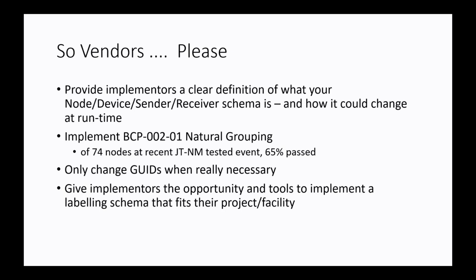We've made some progress. The Wuppertal JT-NM tested event that took place earlier this year tested 74 nodes, 65 of those passed with regard to natural grouping. But that's still only 2/3. So again, change the GUIDs only when it's really necessary. Don't change them just because, as it really makes implementers' lives difficult.